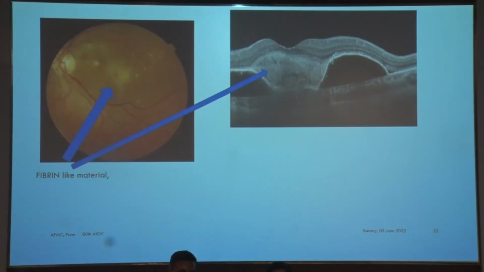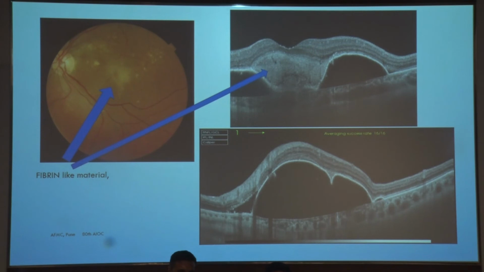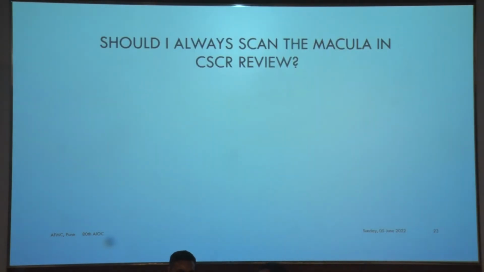What about this kind of picture in which we are treating the patient as a case of CSR and we find this hyper-reflectivity intraretinally? So this is to be taken cognizance of, and we can see there are two strata of fluids. One is SRF, one is below the RPE. So this is prompting us to consider other diagnoses such as CNVM.